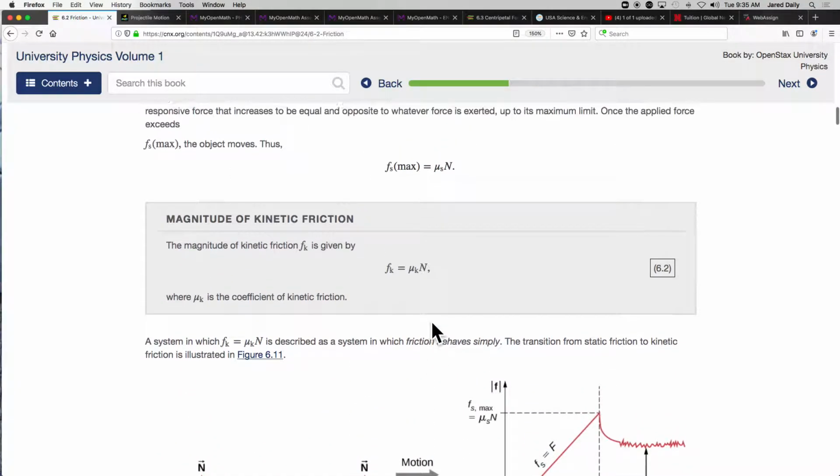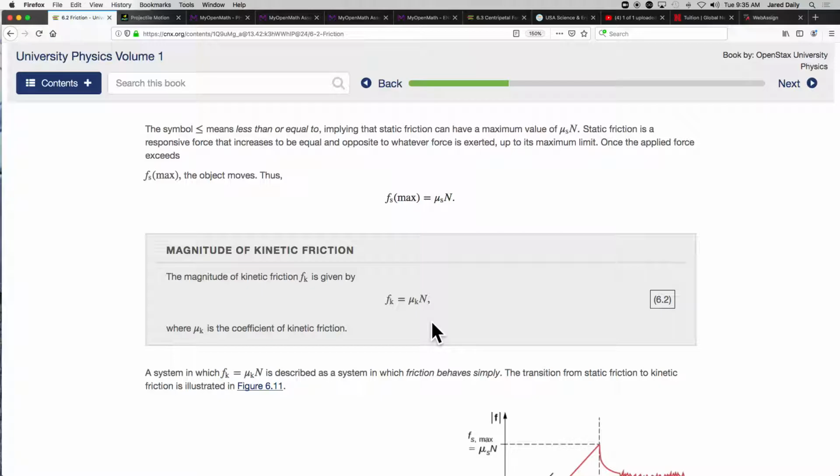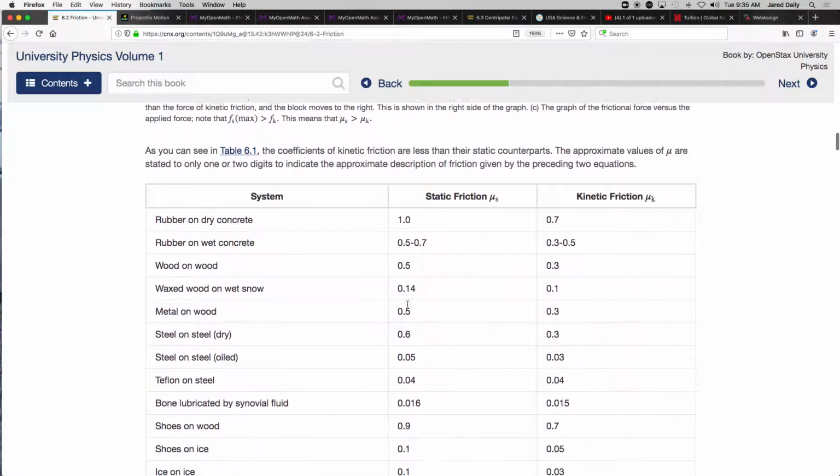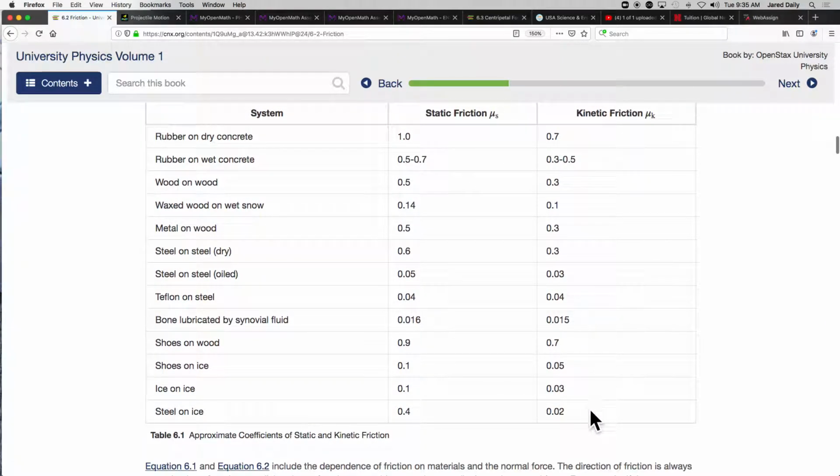So what is kinetic friction? Well, kinetic friction is what happens when the thing actually moves. If the thing is actually moving, there will be friction against it. And it's actually the same formula. It just has an equal sign and a mu sub k instead of a mu sub s, where mu sub k is a different number in this table for moving things.